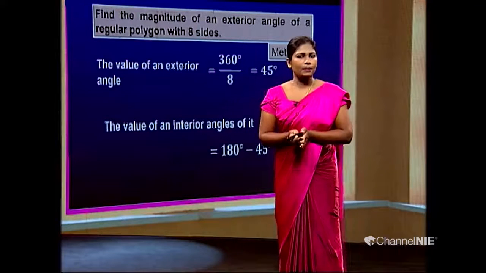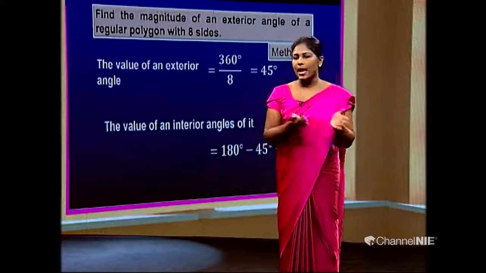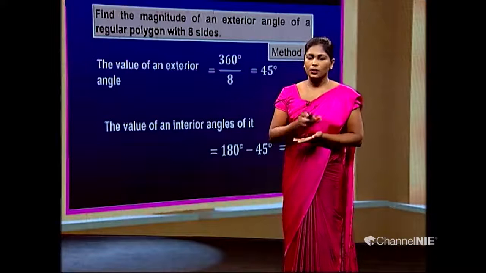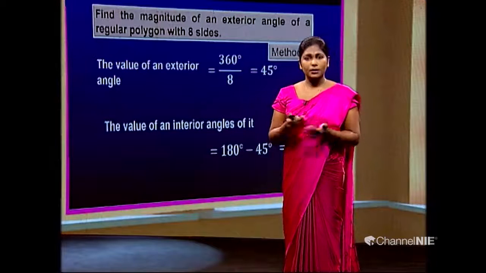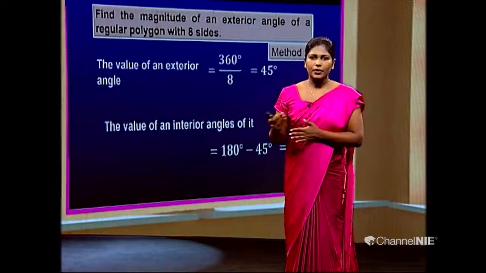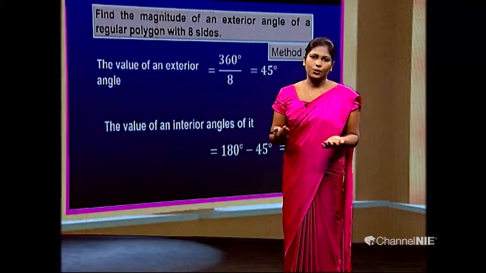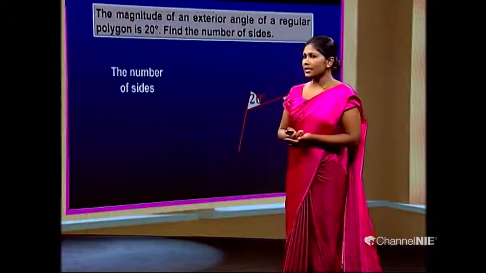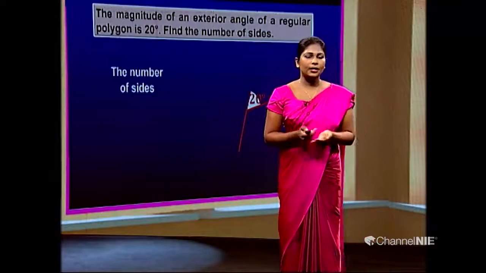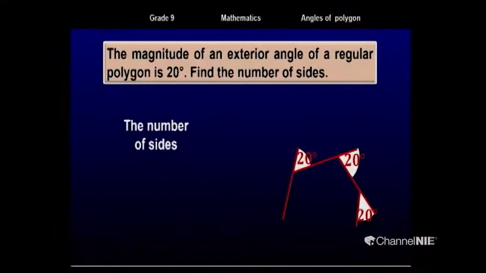So in a regular polygon, the main thing is all the angles are equal and all the sides are equal. So we can use any method as you wish. Now look at that. The magnitude of an exterior angle of a regular polygon is 20 degrees. Find the number of sides.